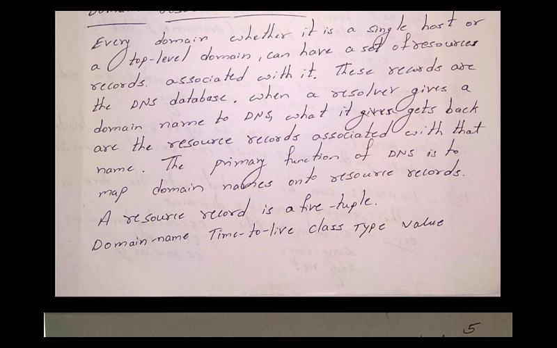Now class: for internet information it is always IN, and for non-internet information other codes are also there. Now the type field tells what kind of record this is. There are many kinds of DNS records available that give you information. Now you are going to see some examples.